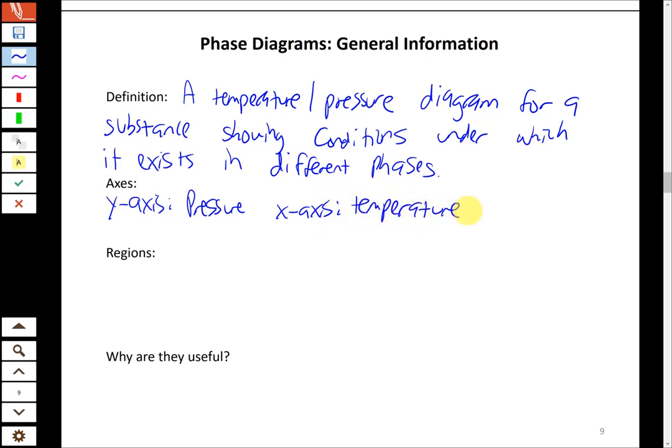And so what a phase diagram is going to have is lines that divide out the different phases. So you'll have a solid portion of the diagram, a liquid portion, and a gas portion at minimum, and then you're going to have lines in between them that show where those two will convert between each other. So you're going to have at least three regions: solid, liquid, and gas.